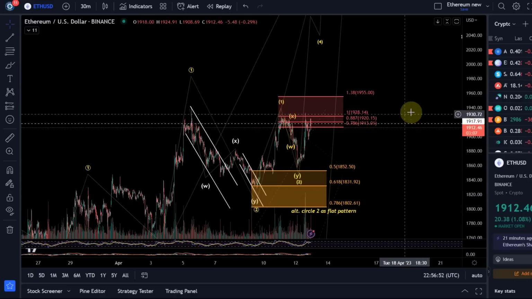So with Ethereum, I'm less confident that we go directly to escalation. Bitcoin, I'm a bit more confident just because of the ETH BTC chart. So short term, not much change.